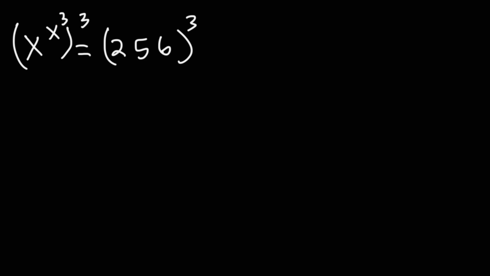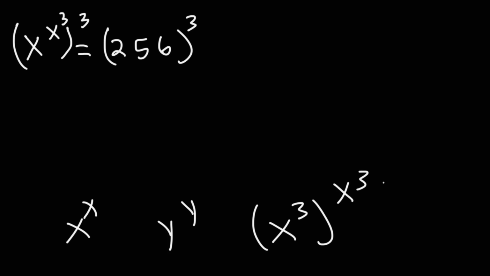We want to get two exponents where the exponents are identical to each other, such as x raised to the x or y raised to the y. So in this case, we want to get this x cubed raised to the x cubed. So that's why I raised it to the third power.